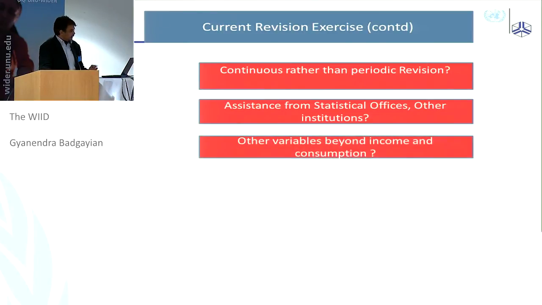And finally, there's one more question that we have internally, which is whether we should confine ourselves just to income and consumption, or should we go beyond? Should we include more variables that would broadly define the inclusiveness of growth? This is a subject that has been receiving a lot of academic and policymaker attention over the last many years. And as these new measures come up, should we or should we not expand the database to include those things? That's another question that we have on the table.